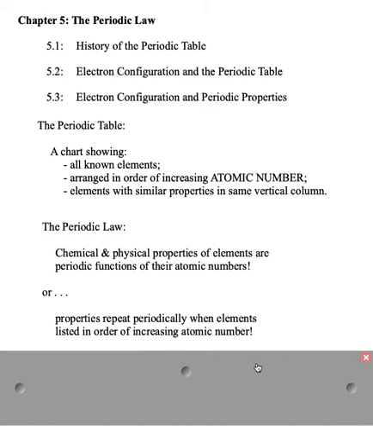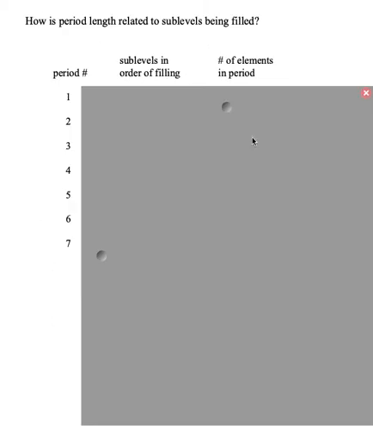Now, a recurring theme in this unit is how the periodic table is related to electron configurations, which depend upon the electronic structure of the atom. So let's explicitly look at that. The question is, how is the length of a period in the periodic table related to the sublevels in the atom that are being filled in that particular period? Please get out a periodic table and look.